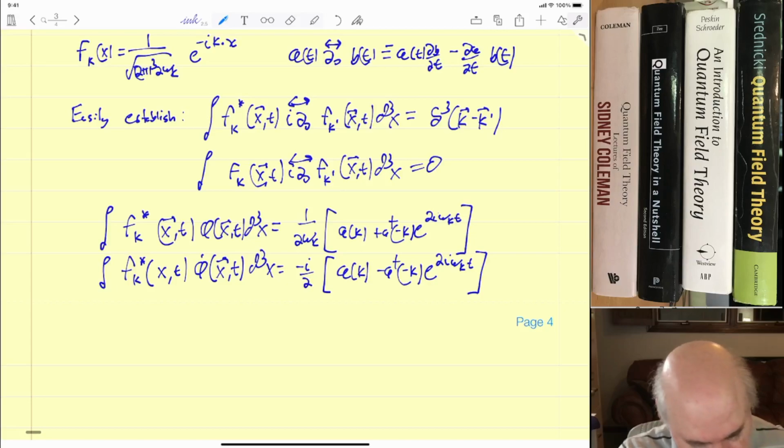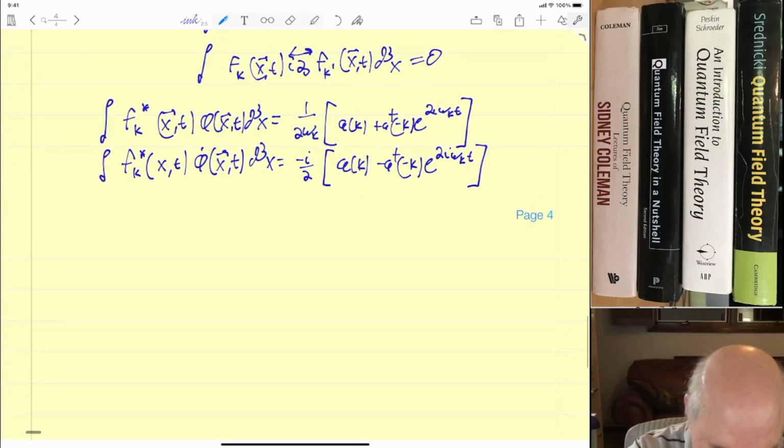No, it's right. Okay. So using this, it becomes very easy. It's just two linear equations. And by the way, it's easy to see what's going to happen here when you just substitute in phi, and when you substitute in phi dot.